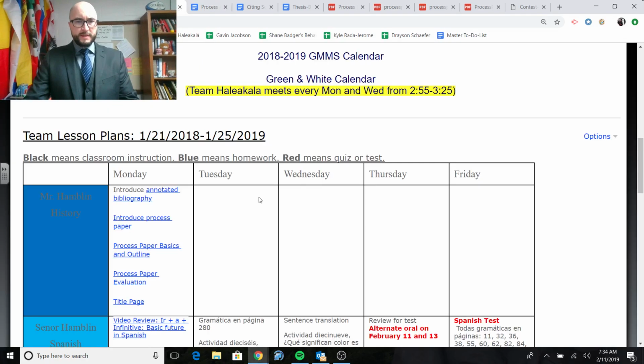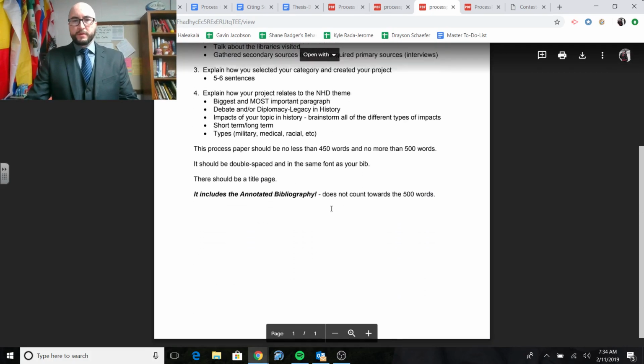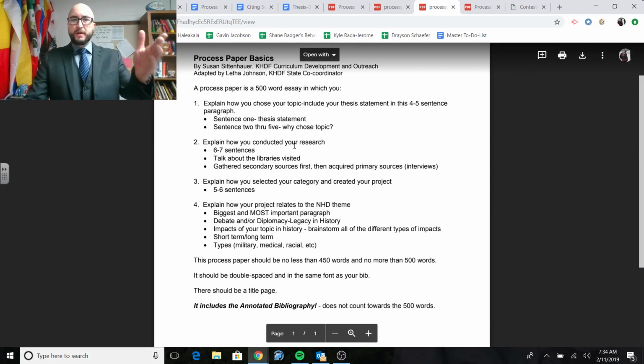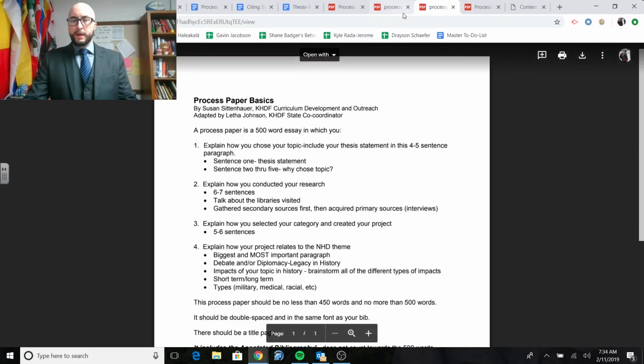If you go into Team Haleakala and you click on Process Paper Basics and Outline, there's more information. So if you need another dose of information, this is basically just another way to organize it. If you didn't like that first way, just click on the second way, okay? So again, pause me to get this stuff organized, create the process paper, and then we're going to move on.